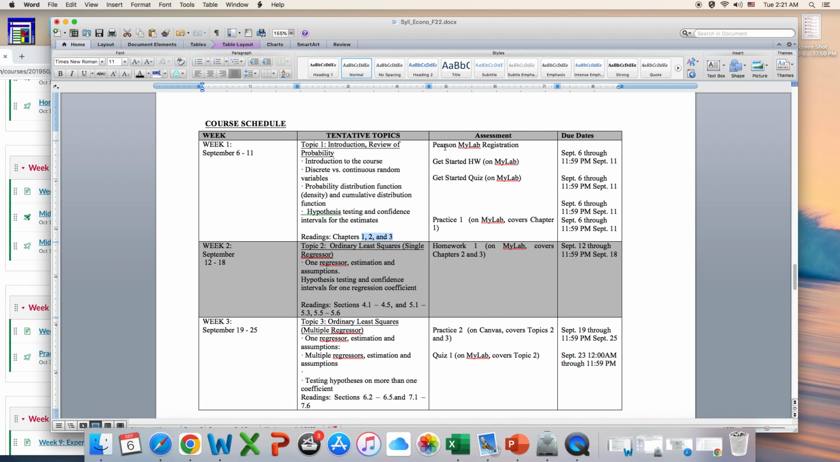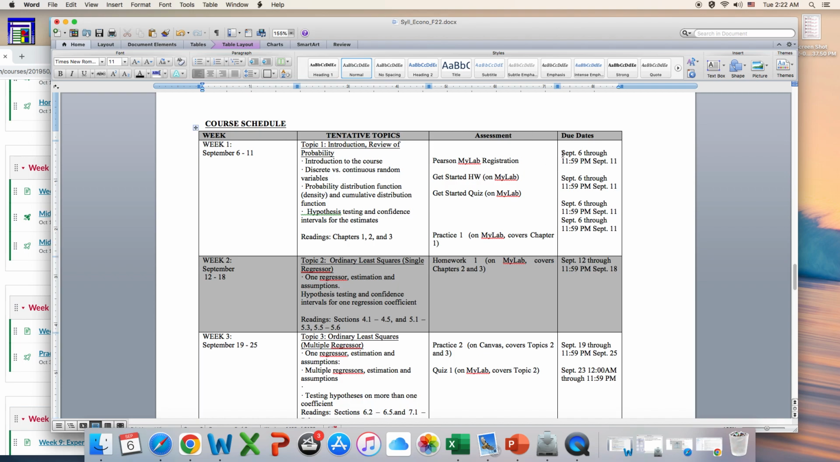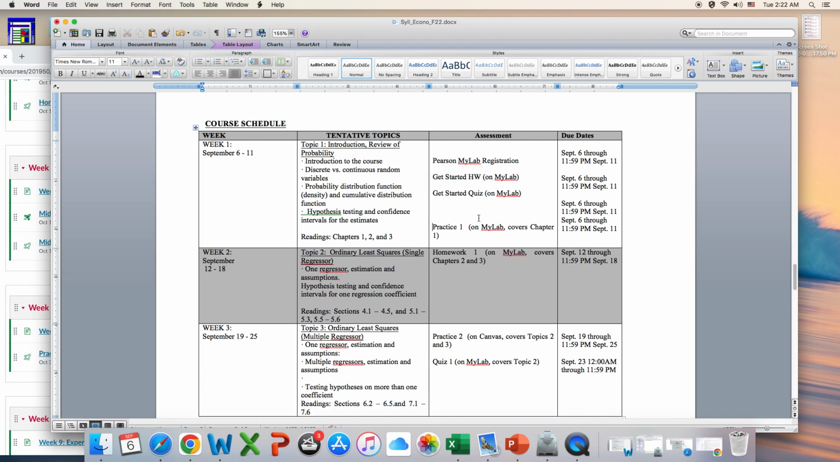The first one is just to register on MyLab, okay? You need to register on MyLab between September 6 to 11, which is the week. You have a get started homework, and this is non-graded. The get started homework is a non-graded homework. We just want to make sure that you know how to use MyLab. Get started quiz, again, is about how to use the quizzes setting on MyLab. So these two are non-graded.